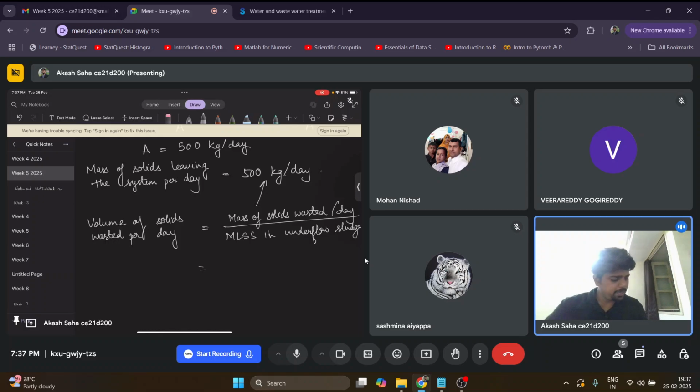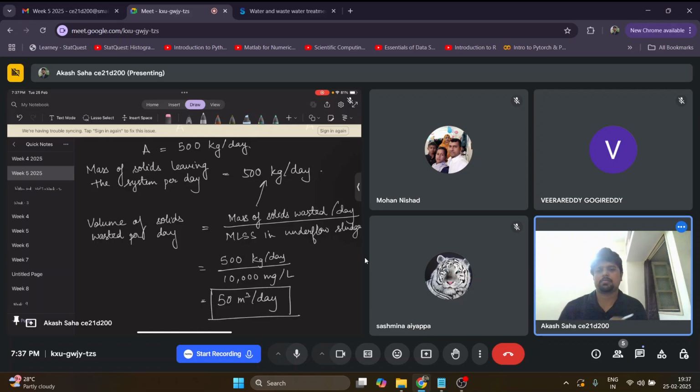So what would it be? It would be 500 kg per day divided by 10,000 milligram per liter. If you change the units and cancel out the things, you will get 50 meter cube per day. So this is the answer. The volume of solids wasted per day is 50 meter cube per day. Is it clear? Any doubt in this?